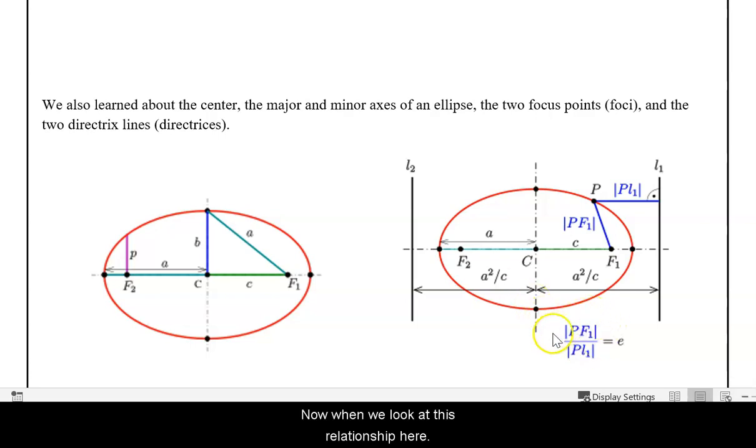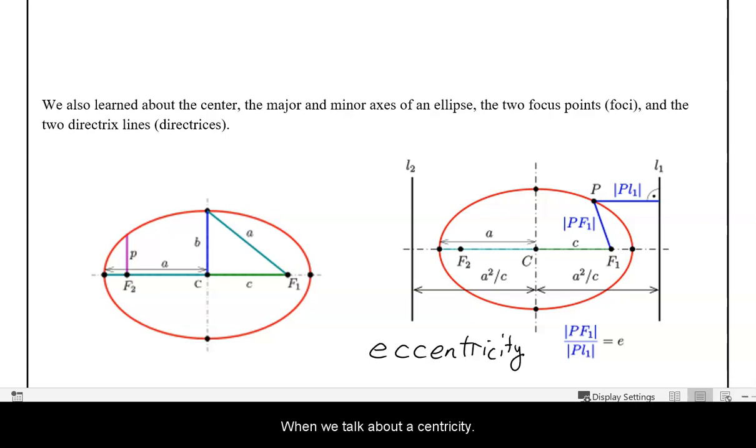Now, when we look at this relationship here, you'll see that they're using a lowercase letter e, which is also italicized. This e is not Euler's number. This represents eccentricity. The eccentricity is a measure of how curvy the graph is.